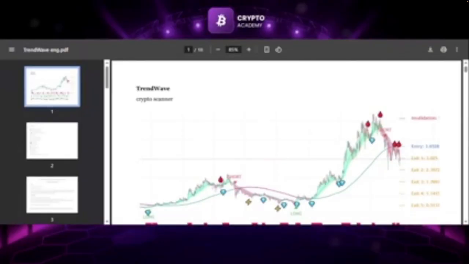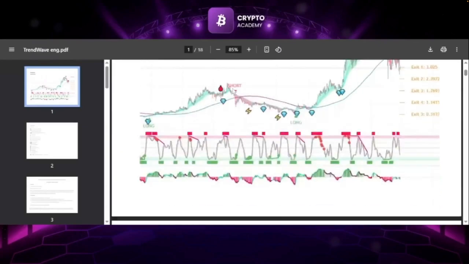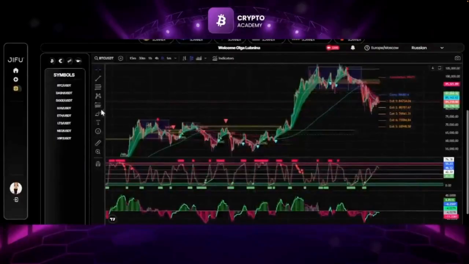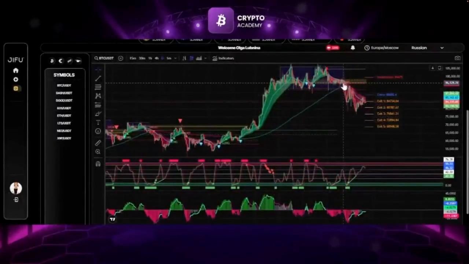In this training, we'll analyze the indicators on the scanner that will help you to work with it. So, what do we see on the scanner chart? These are the signals for long and short ideas based on the trend breakout. How does it look like on the chart? It's plotted as an idea with parameters for long and short.